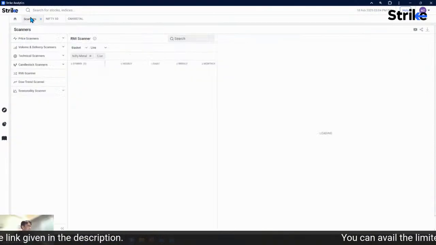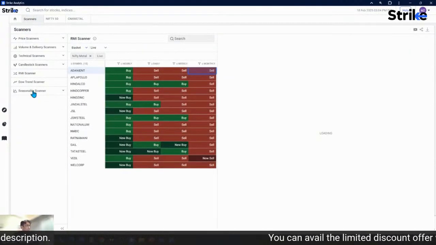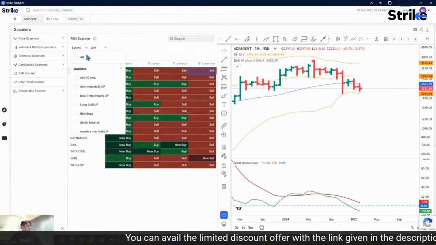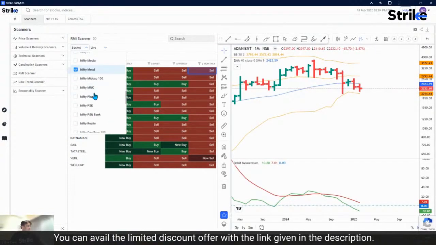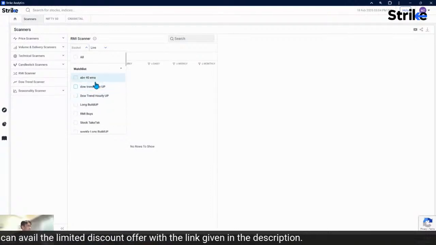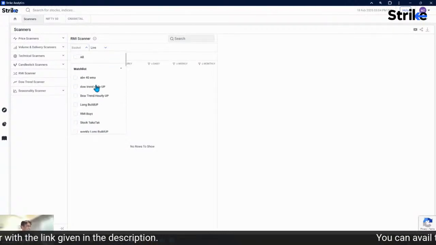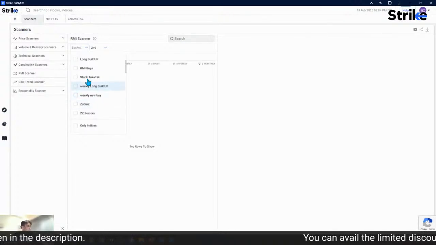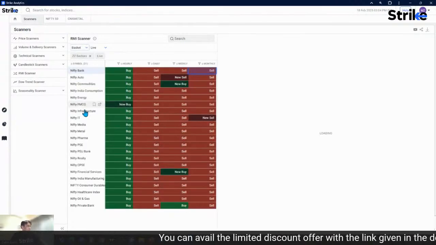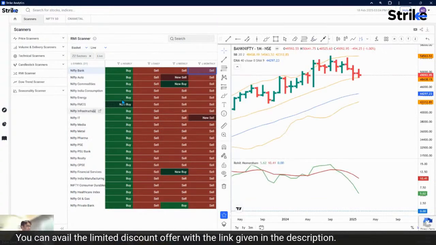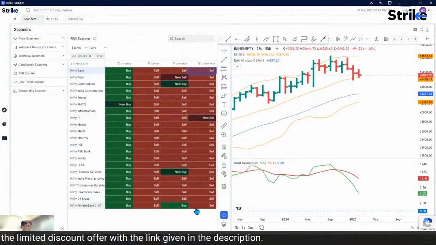Even in the scanner section, if you want to check which sector is doing well, you can go to the RMI section, and instead of selecting Nifty Metal, you select only indices. There is an option called only indices, or you make a watch list of your own sectors, like the way I have created. So over here, you will see the metal sector, and you can compare that with the other sectors also.